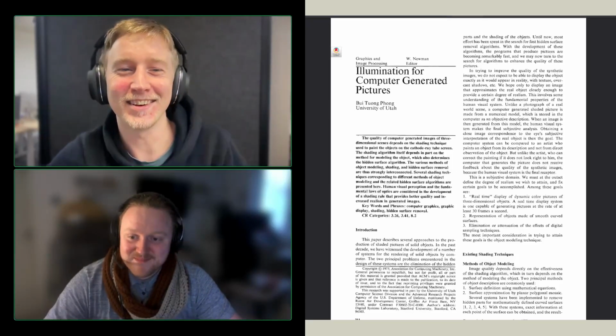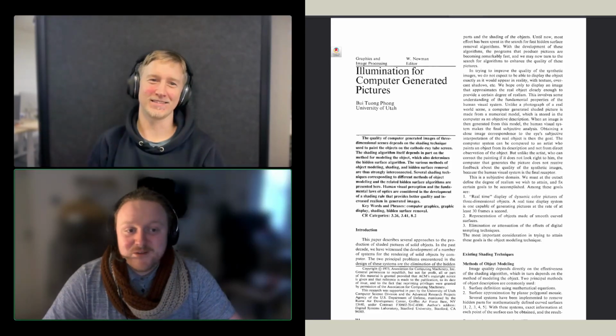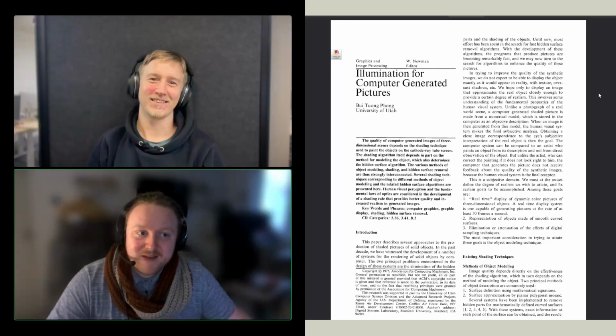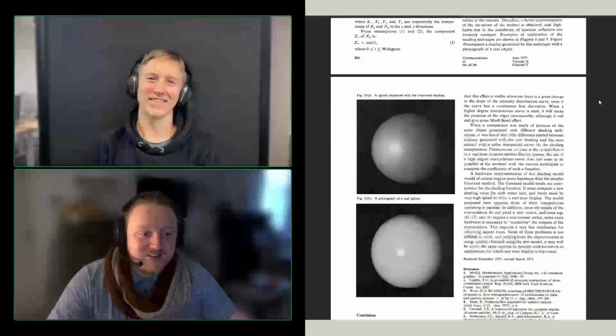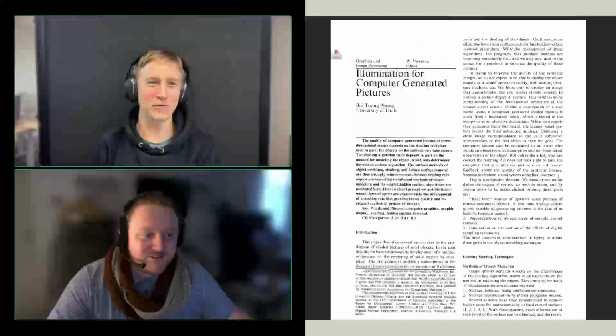So, what are we talking about today? Illumination for computer-generated pictures, 1975. This paper is ancient, right? 1975, so it's a real old one. This is by Phong from the University of Utah.